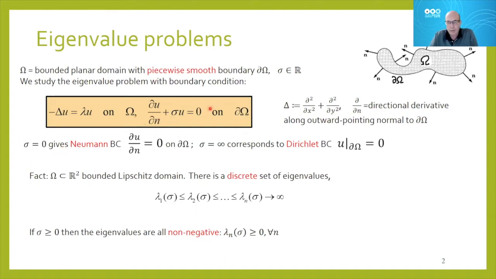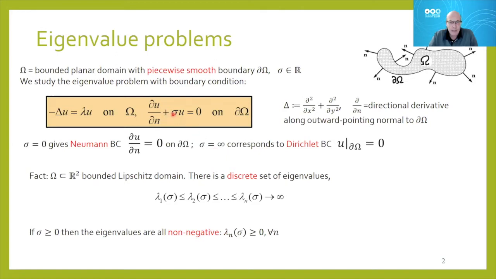So this is the Robin boundary condition for people who haven't seen it. We take the normal derivative in the direction of the outer pointing normal, like in this picture, and we want it to be proportional to a negative multiple of the function on the boundary. So if this constant is 0, then you get Neumann boundary condition. And the limiting case is the Dirichlet boundary condition, where you ask for the function to vanish on the boundary. Formally speaking, that corresponds to sigma equal infinity.